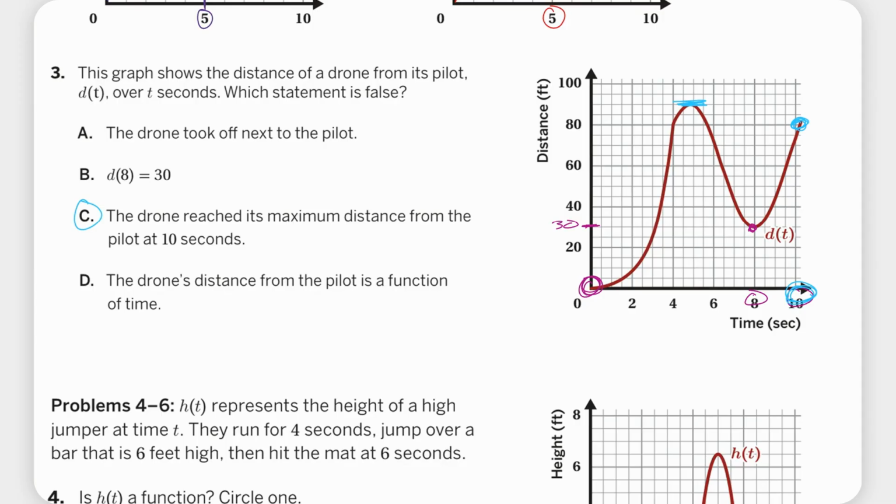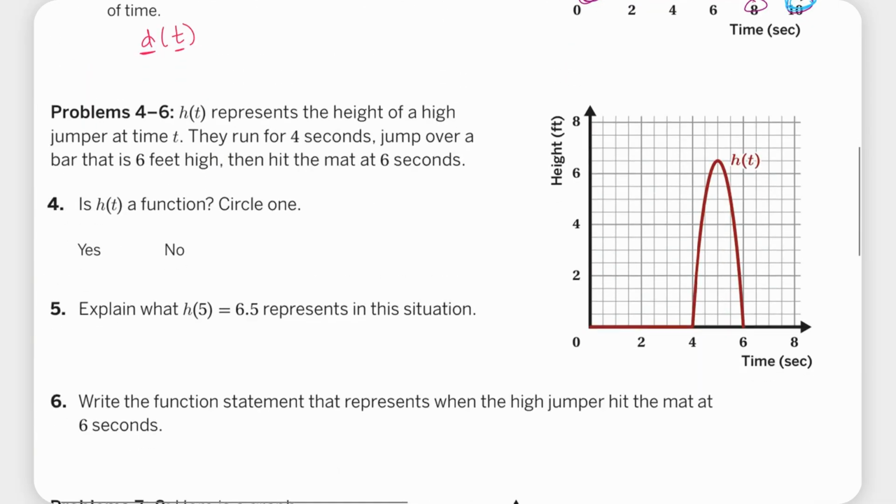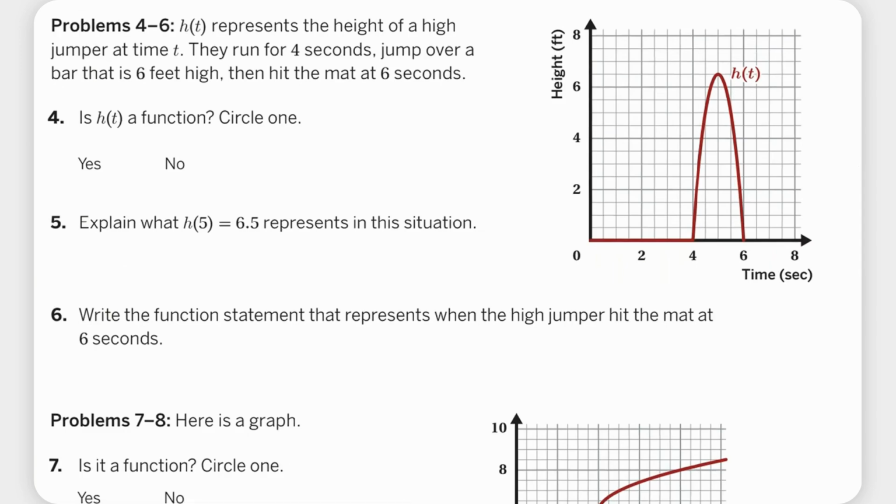Just to double check here, when we're looking at D, the drone's distance from the pilot is a function of time. Well, that's true because we have d of t. The distance is a function of time. For problems 4 through 6, h of t represents the height of a high jumper at the time t. They run for 4 seconds, jump over a bar that is 6 feet high, then hit the mat at 6 seconds. First of all, it says, is h of t a function?